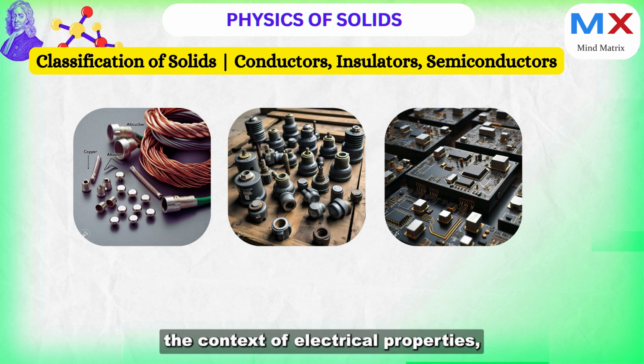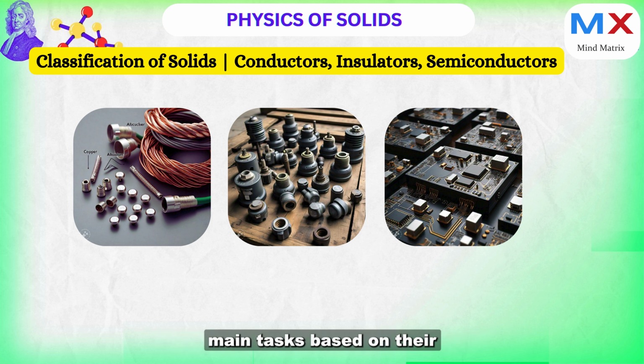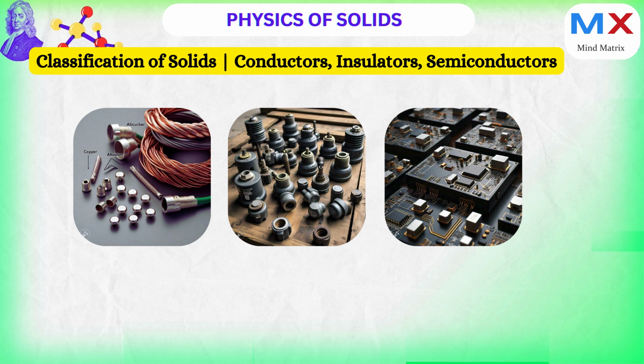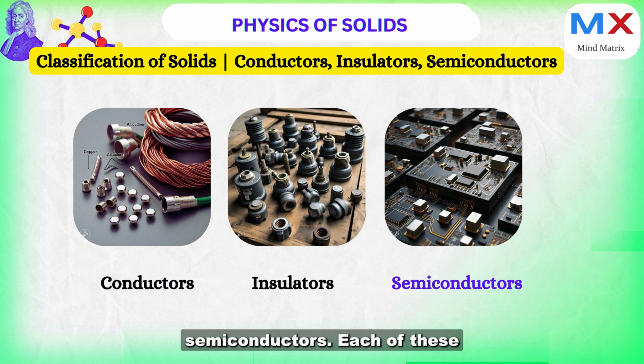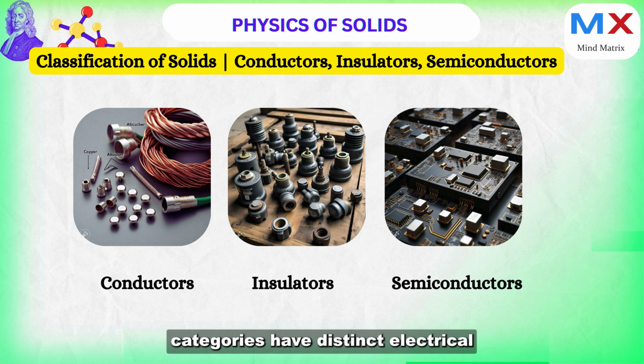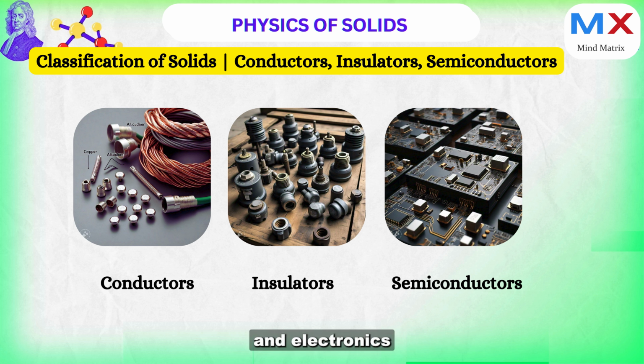In the context of electrical properties, solids can be classified into three main types based on their ability to conduct electricity: conductors, insulators and semiconductors. Each of these categories has distinct electrical behaviors, which are crucial in various applications from electrical wiring to electronic devices. Let's explore each of them in detail.